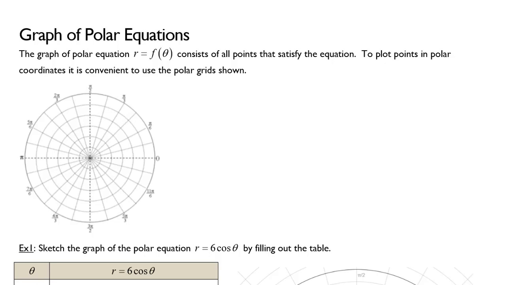Welcome back. In this video, we're going to look at the graphs of polar equations. The graph of a polar equation r equals f of theta consists of all the points that satisfy the equation. To plot points in polar coordinates, it's convenient to use the polar grids shown.